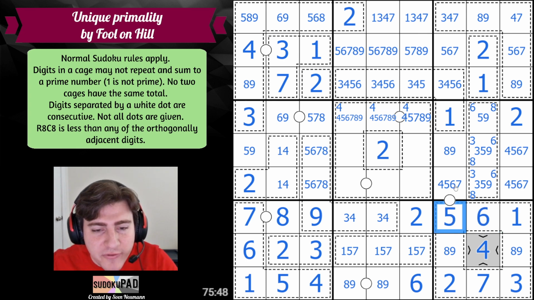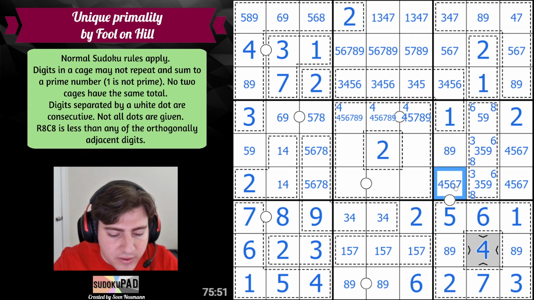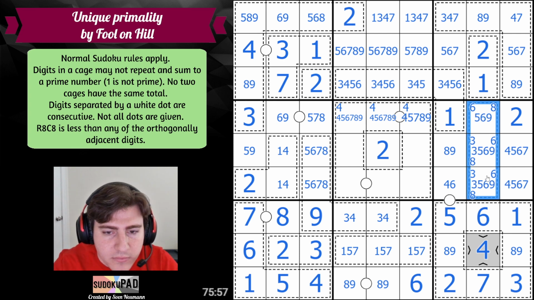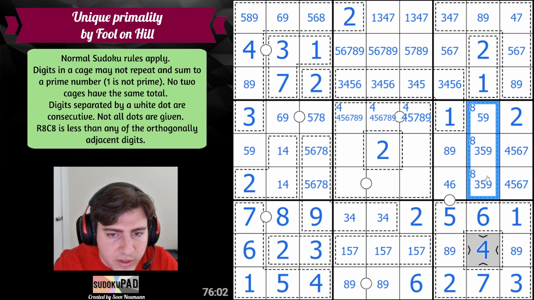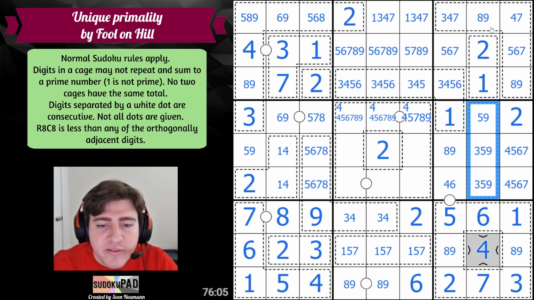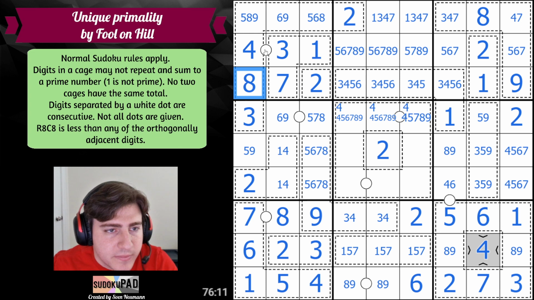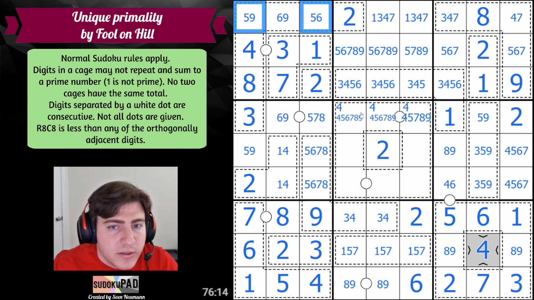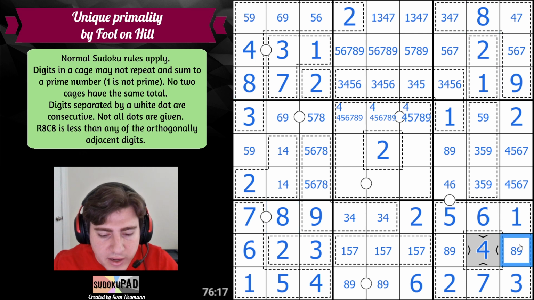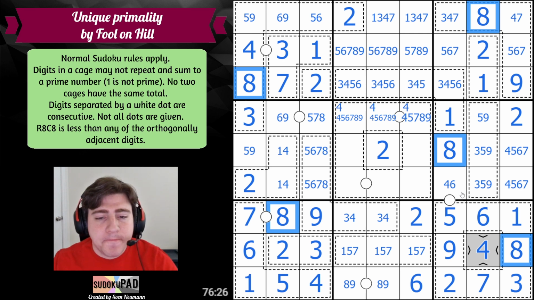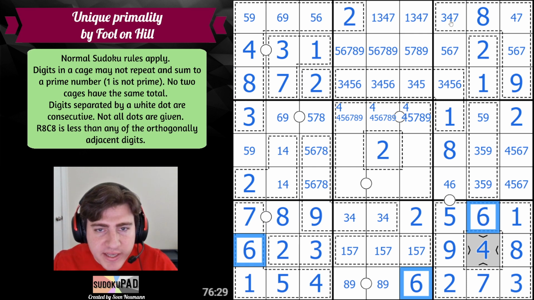This is 5. 5 says this has to be 4 or 6. Sorry, 3, 8. 3, 5, 9 leaves us with 8 here. That makes this 9. 9 makes this 8. 8, 9, 9, 8, 9. 9, 9, 8. And I think we're opening up here. Hopefully that's correct.